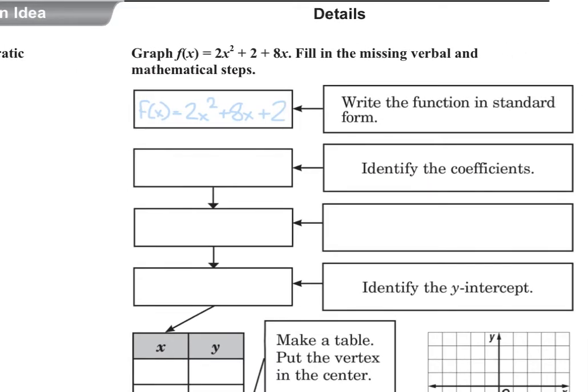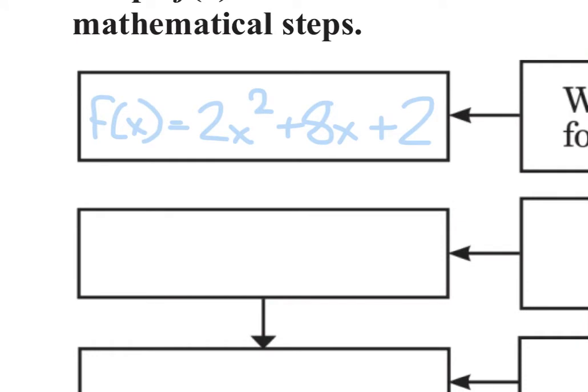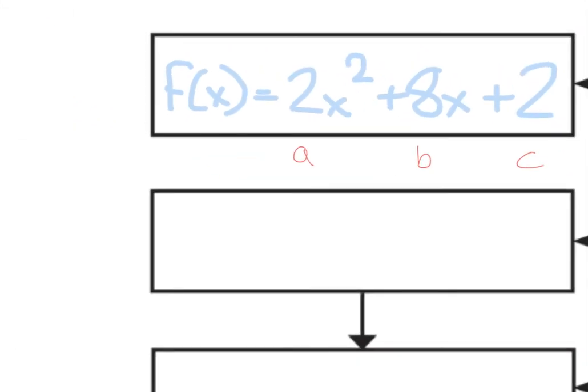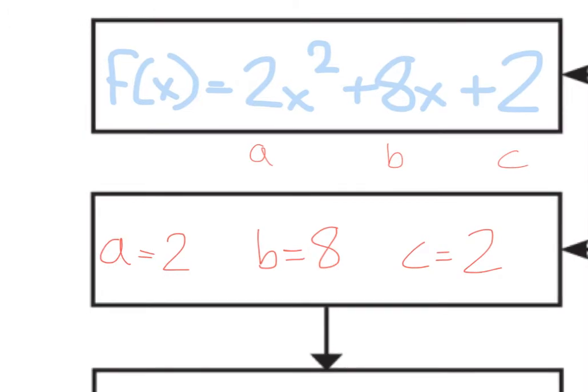And then it says identify coefficients. These coefficients, the numbers that are with our x squared, x, and our constant, will be used for formulas as we graph quadratics. And it's a very simple ABC concept. A is the coefficient with your quadratic term, B is your coefficient with your linear term, and C is just that constant term.